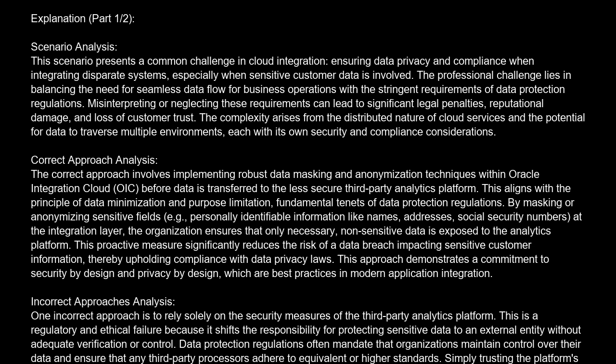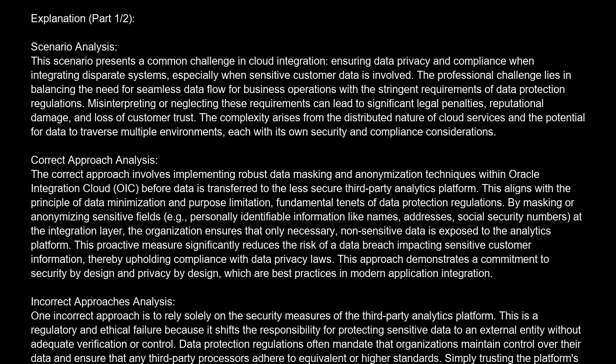The professional challenge lies in balancing the need for seamless data flow for business operations with the stringent requirements of data protection regulations. Misinterpreting or neglecting these requirements can lead to significant legal penalties, reputational damage, and loss of customer trust. The complexity arises from the distributed nature of cloud services and the potential for data to traverse multiple environments, each with its own security and compliance considerations. Correct approach analysis. The correct approach involves implementing robust data masking and anonymization techniques with Oracle Integration Cloud, OIC, before data is transferred to the less secure third-party analytics platform.